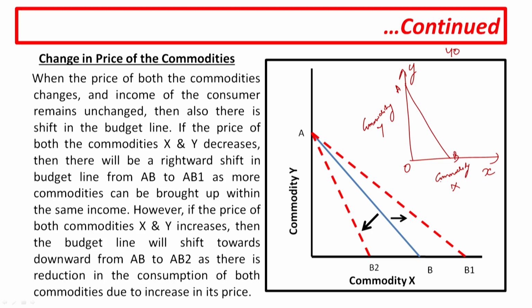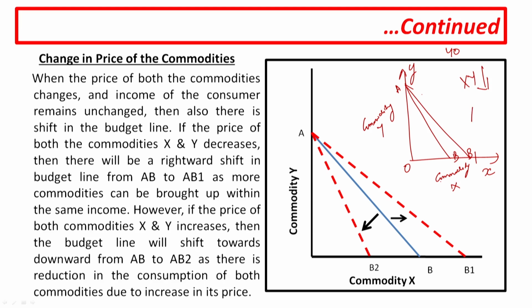The price line is not going to change because this is the maximum income the consumer is getting. But suppose the price of X and Y reduces. When the price is reduced, you are able to purchase more commodity, more combinations of X and Y. So, the price line will shift towards the right or upward of the previous price line.